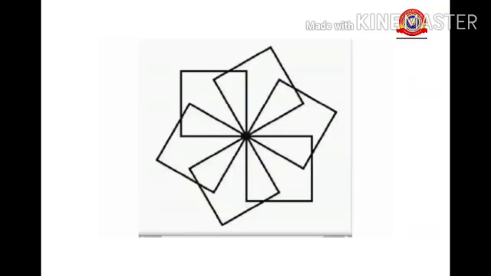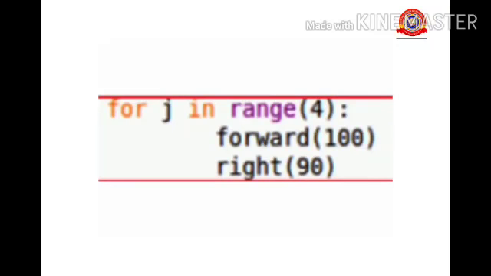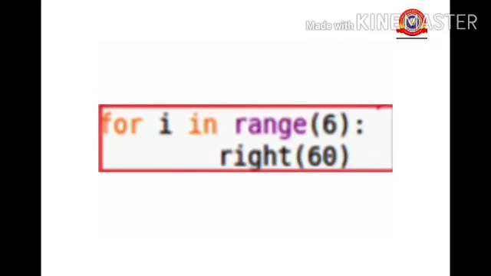Before writing the entire program, let's write the loop only. For j in range 4, forward 100, right 90. This is the programming code for creating a square. So, before giving this loop, we have to give another loop. That is, this square loop has to be printed 6 times. For that, we have to give the loop for i in range 6, right 60.